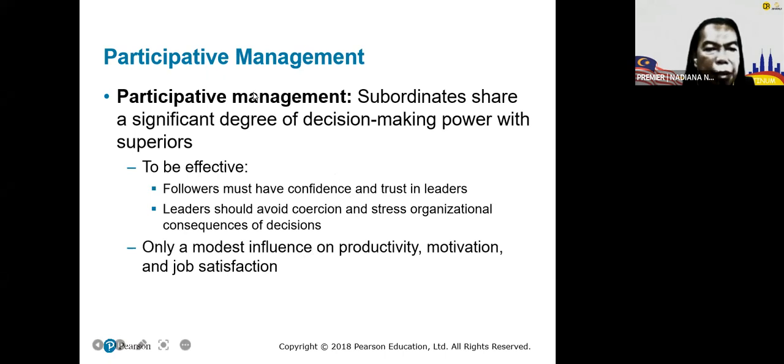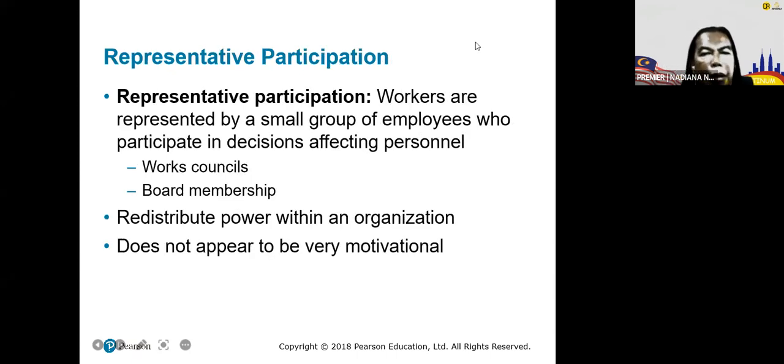This is under participation. We look at management practice and outcome. If they practice participative management, the outcome is higher productivity of workers, higher motivation of employees, and higher job satisfaction in the organization among the employees. Okay, representative participation is where workers are represented by a small group of employees who participate in decisions affecting personnel, for example, a work council or committee. It redistributes power within the organization. It does not appear to be very motivational.